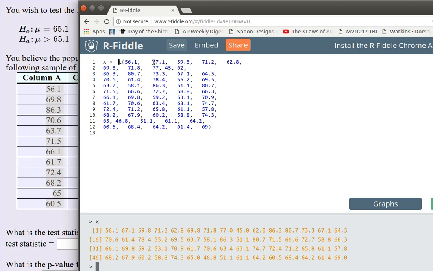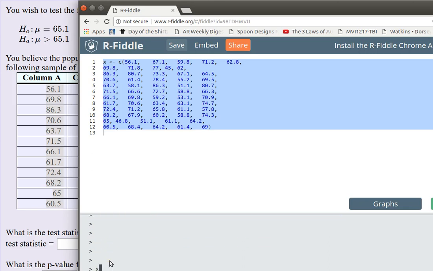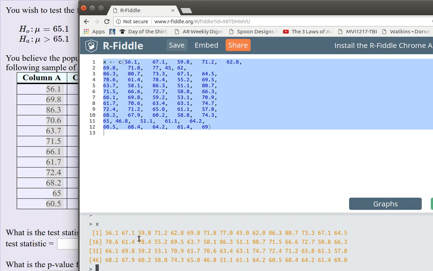Now R is smart enough to know that, because at the end of this line I haven't put a parenthesis, I'm still meaning some more stuff. So a command can be extended over more than one line. So now I've got that value x. Let me just run that code and come down here. I check and see what x is, and sure enough there's my data. I can double check and make sure that all of that's right.